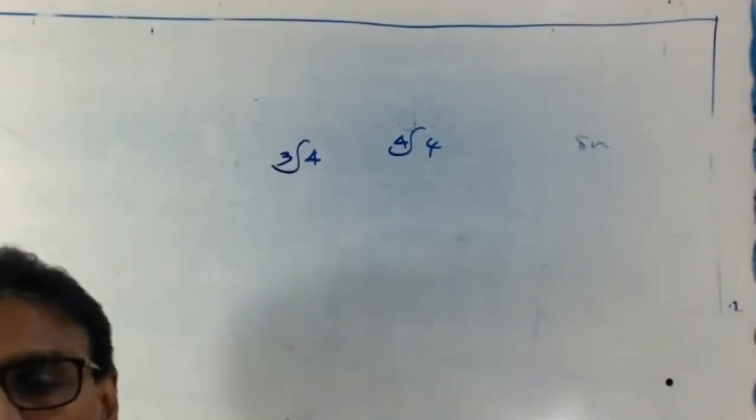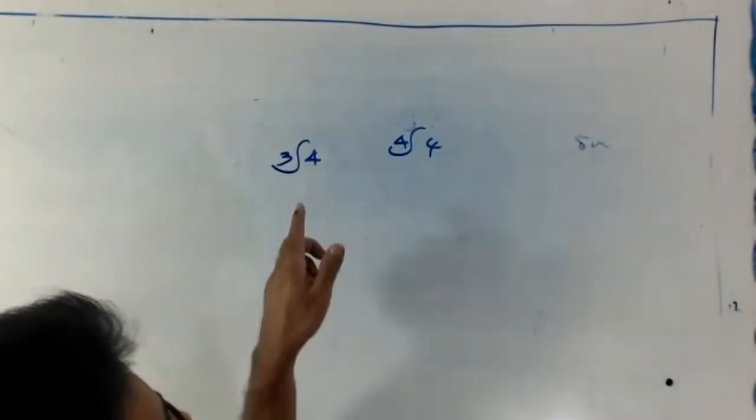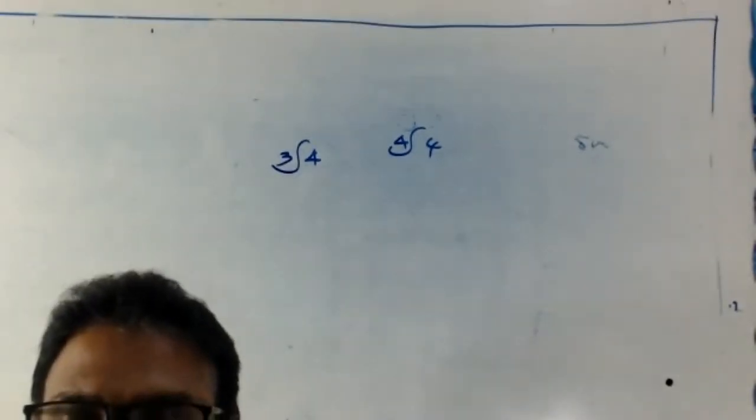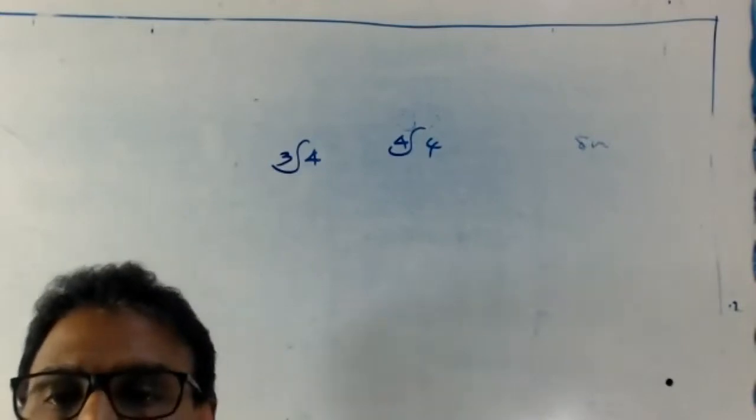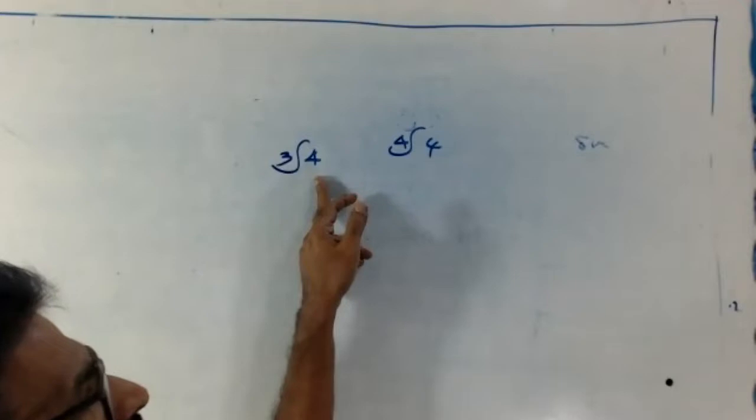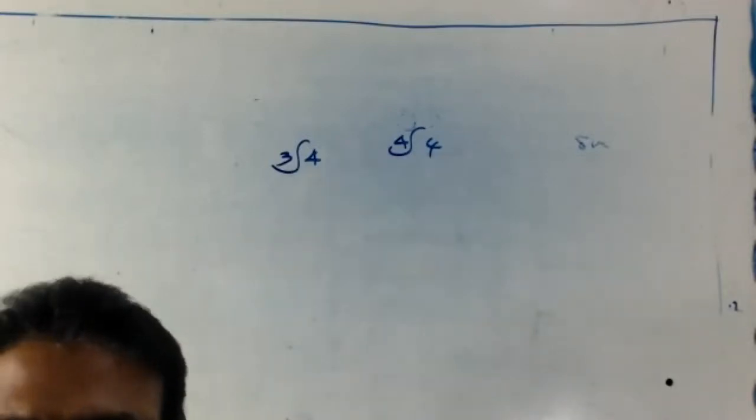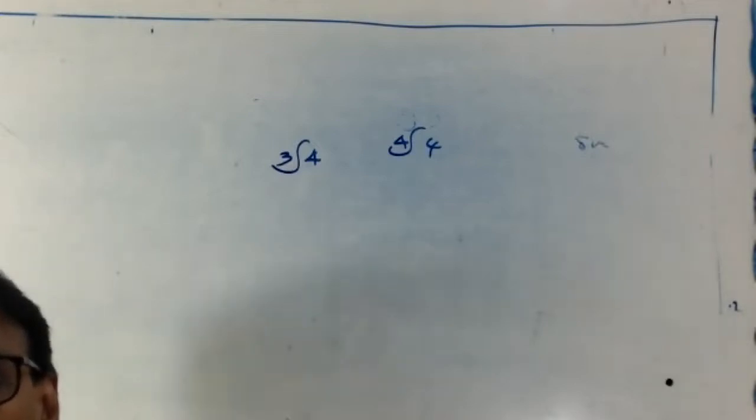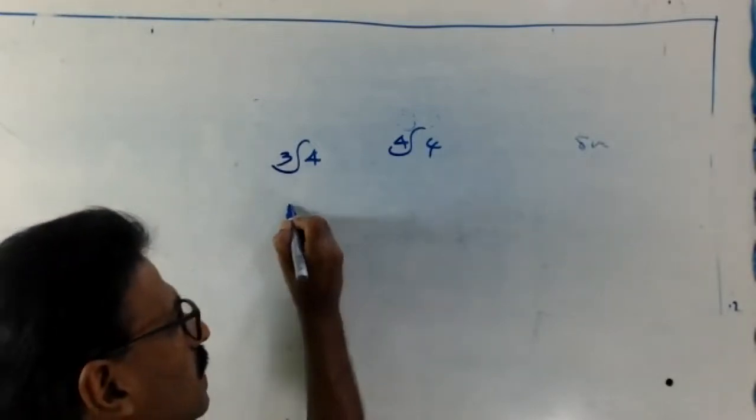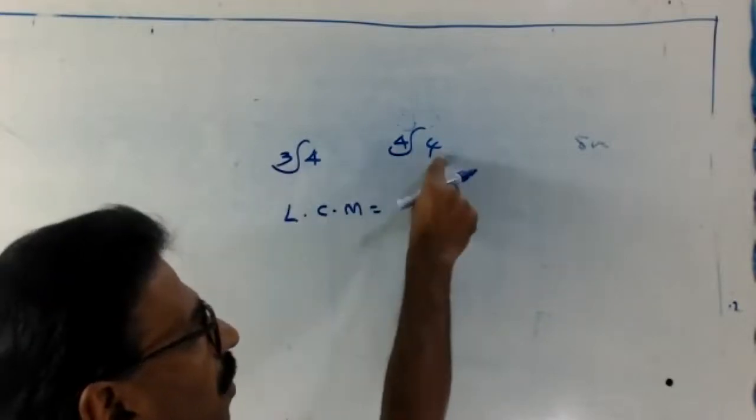Look at here. Look. Cube root of 4. Listen, this is the first time you are learning. Listen here. Look. Cube root of 4 and 4th root of 4. So the LCM of 3 and 4 is 12.